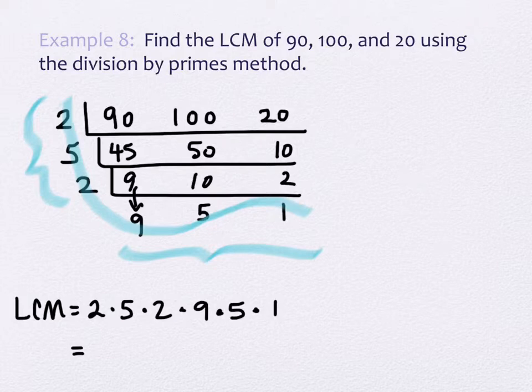And what do you get for this one? It ends up being 900 as well. Slightly different set of numbers, still has the least common multiple of 900.